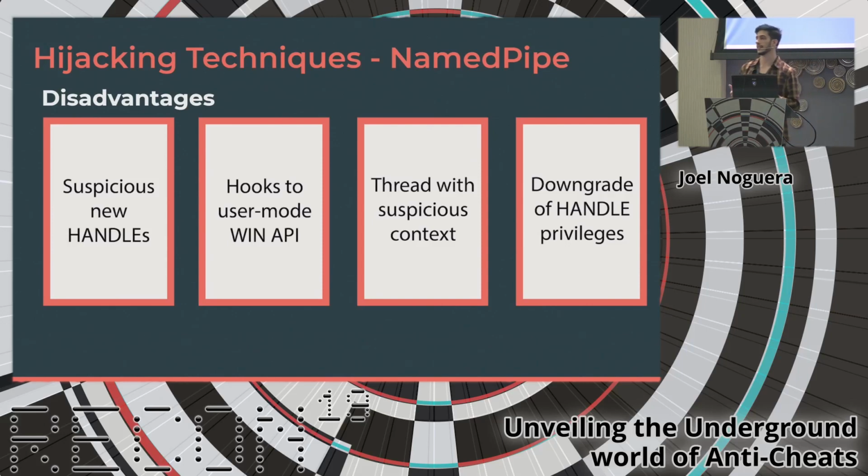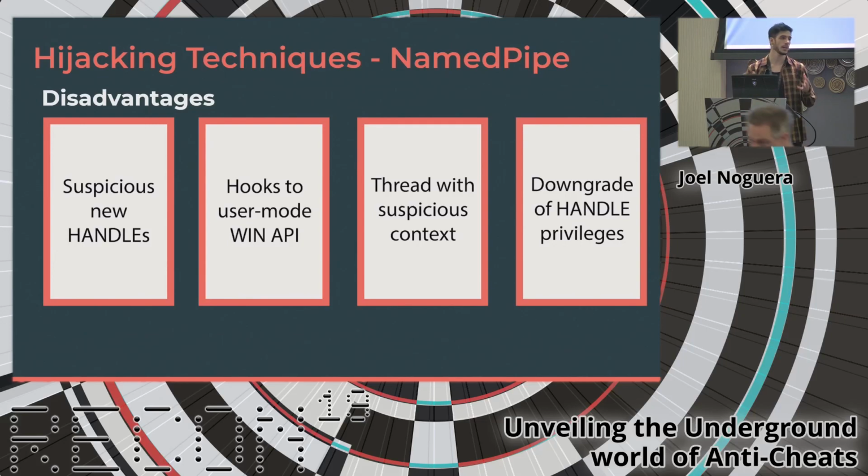The third issue is that if we are running shellcode or injecting a DLL inside of LSASS, there is going to be a new thread running in an unexpected context, maybe in an unmapped region of memory, and that's something that is quite easy to detect. And finally, there is something that I already mentioned: anti-cheats usually downgrade all the handles. They do that by using the driver.